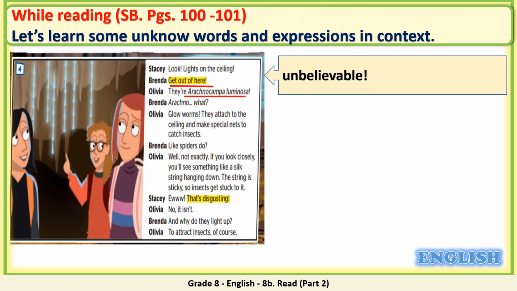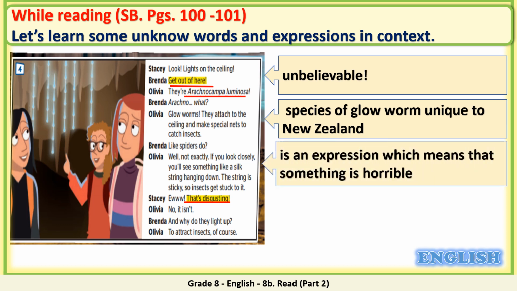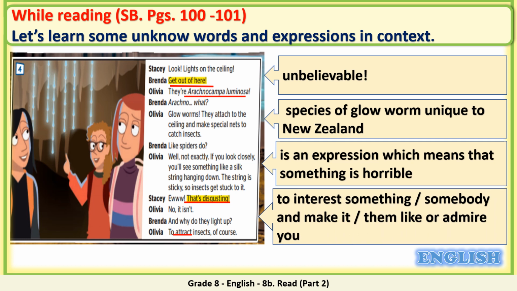Then we have Arcanocampalumnusa, which means species of glowworm unique to New Zealand. Then we have the expression that's disgusting, which means that something is horrible. Finally, we have the verb attract, which means to interest something or somebody and make it or them like or admire you.